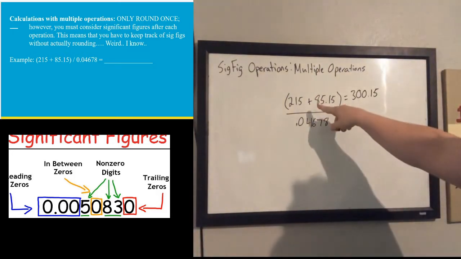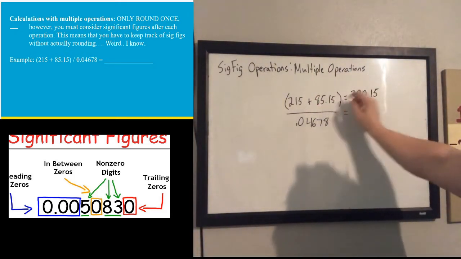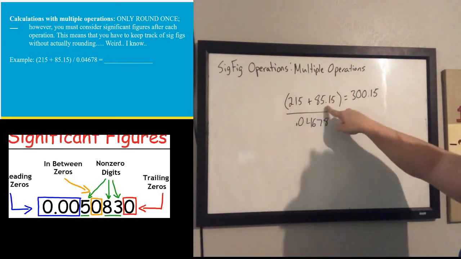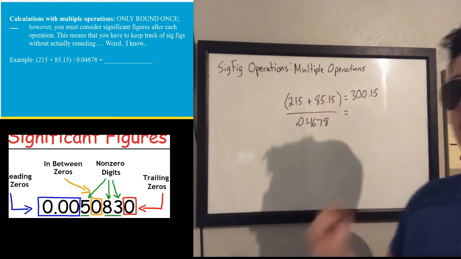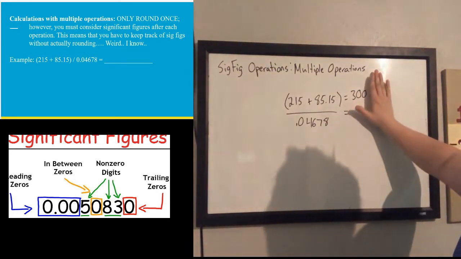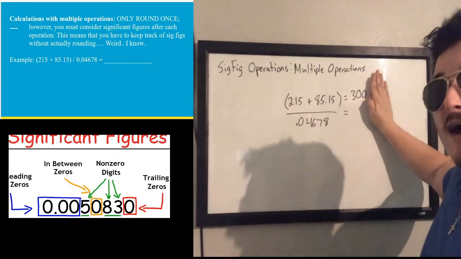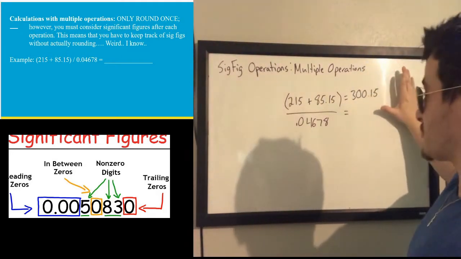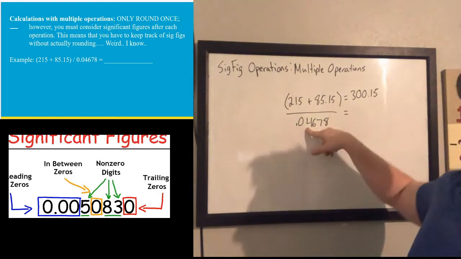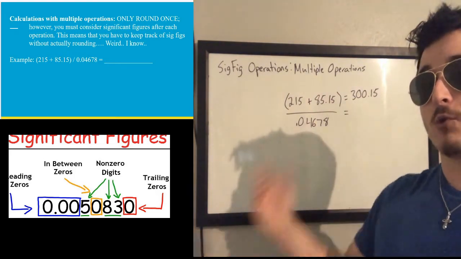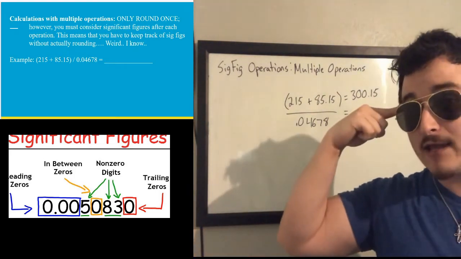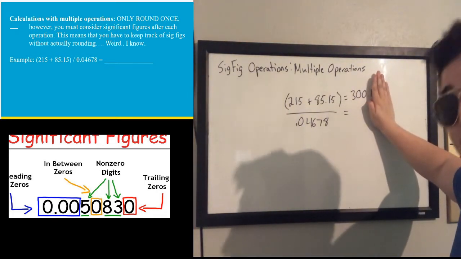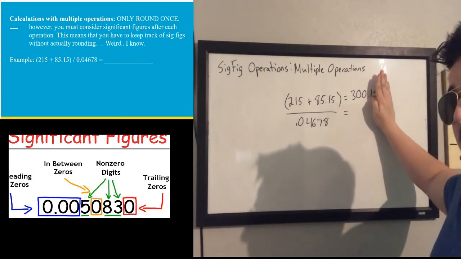However, if this were an addition problem that stands on its own, I would just round it to 300 because this has no decimal places and this has 2 decimal places. However, if I round it to 300 and then plug it in, I'm going to get a different answer than if I were to use 300.15, the full number, and then divide by 0.04678. So what I'm going to do in my head is track that this should be 3 sig figs after this step. But I'm not going to round. I'm not going to round until the very end.